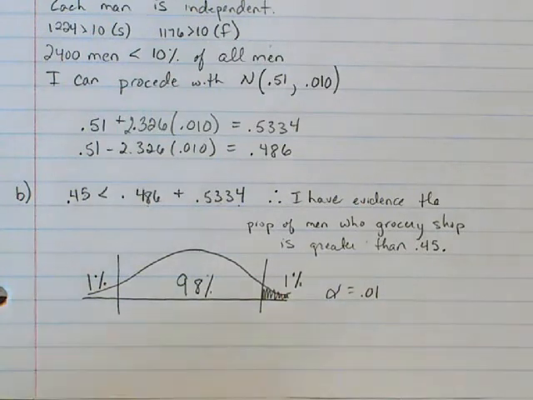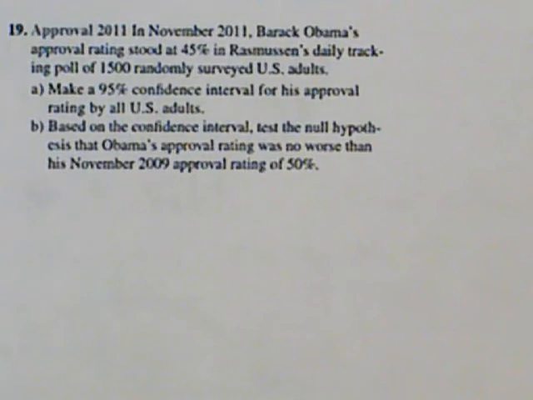This last question is where you're going to put it all together. You're going to do the confidence interval, and then you're going to test a hypothesis based on the same data. And we're going to look at how the confidence interval and the hypothesis test interact.